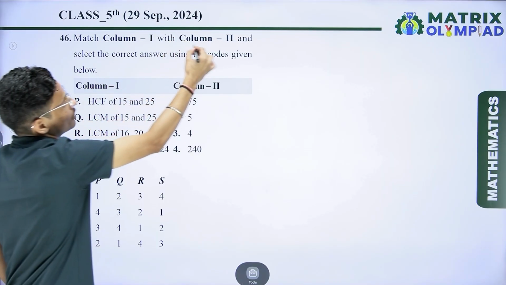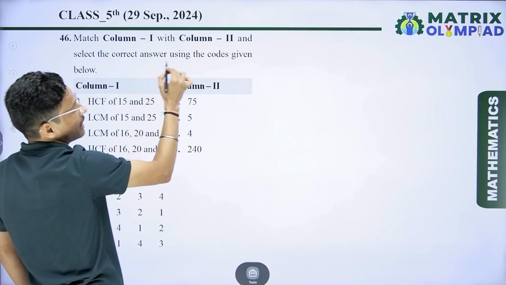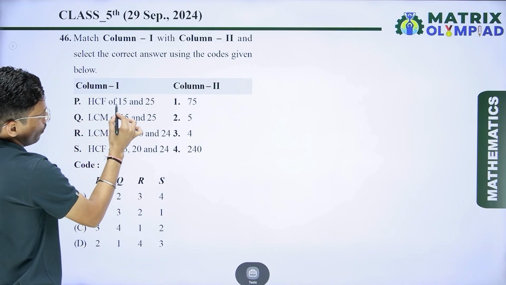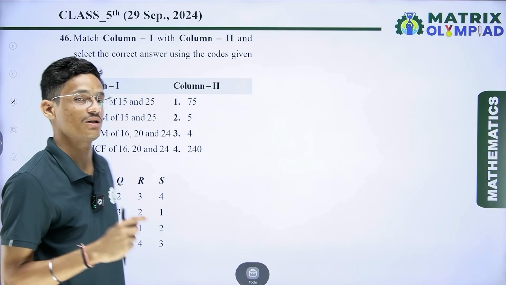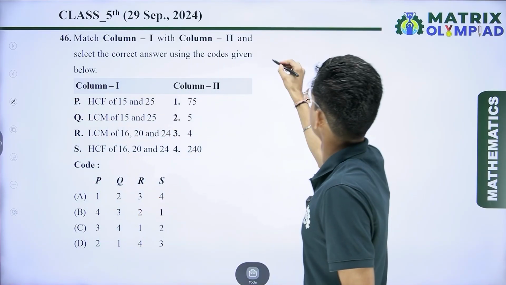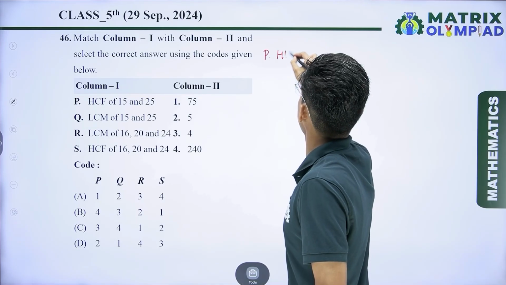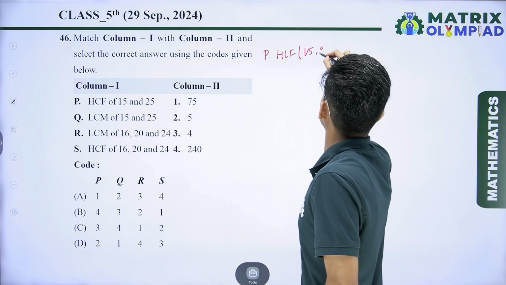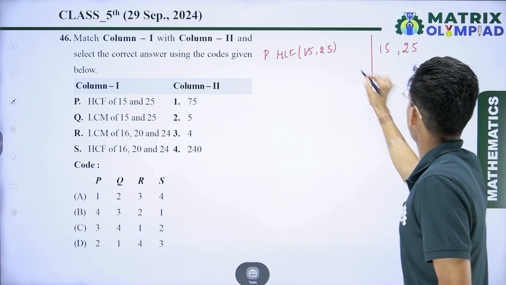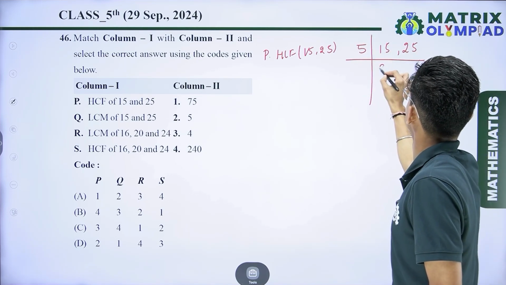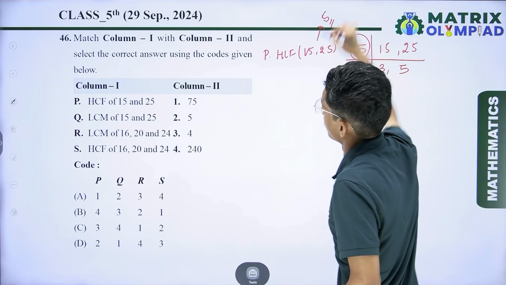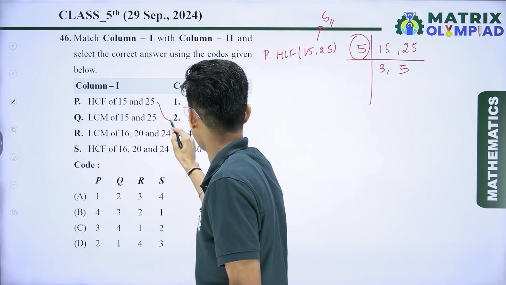Match column 1 with column second and select the correct answer using the codes given below. So here P is HCF of 15 and 25. So first we have to find over here the HCF of 15 and 25. So first we take 5, then over here 3 and 5. So HCF of 15 and 25 is 5. So I can say that P is connected directly to 2.